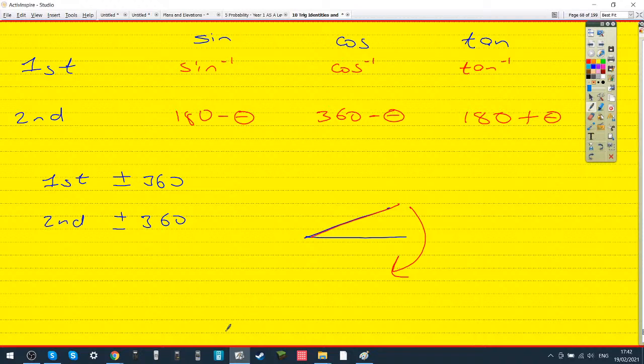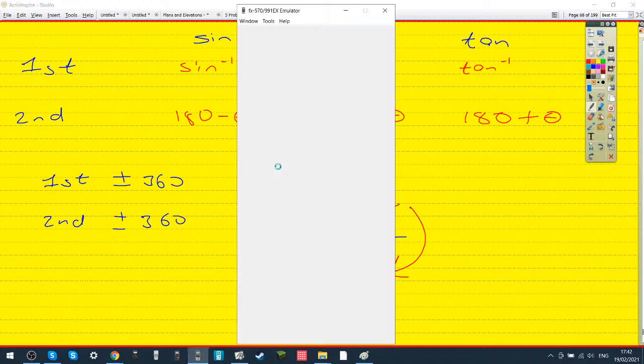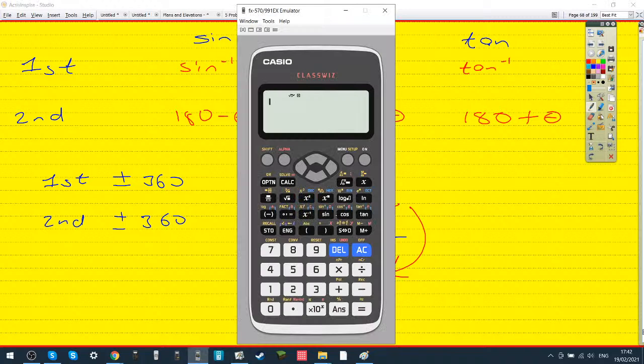So the sine of 30, we could check. Sine 30 is a half. And we could do the sine of 30 plus 360, and that's going to be a half. Or we could do, let's say, the sine of 30 minus 360, and it's still a half.